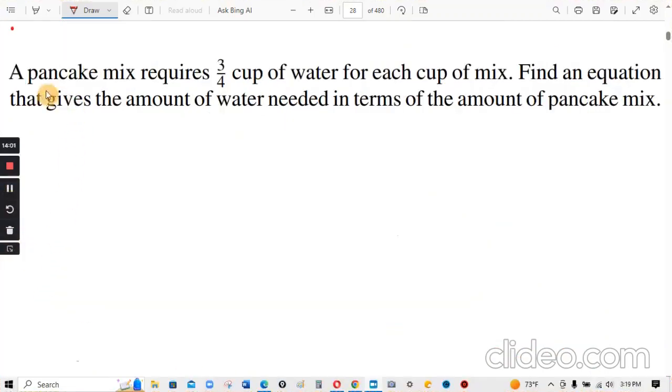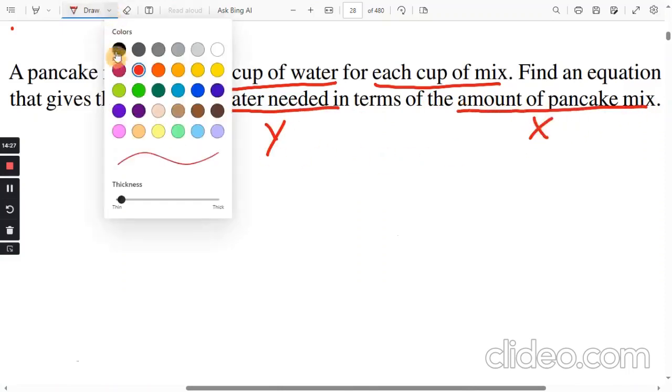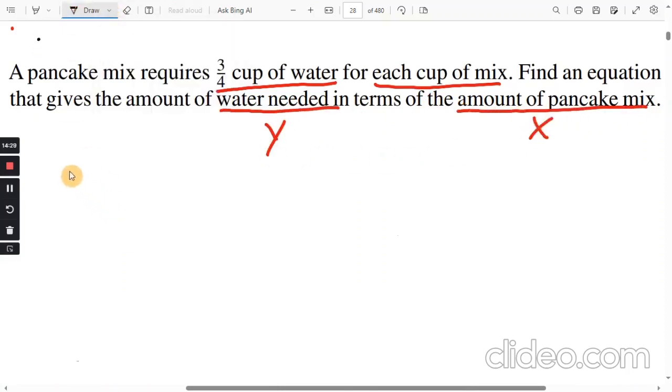All right, last one. A pancake mix requires 3/4 cup of water for each cup of mix. Find an equation that gives the amount of water in terms of the amount of pancake mix. Okay, so water needed is going to be the y value, and it's in terms of x, so the amount of pancake mix is going to be your x. All right, let's set it up here, x and y.